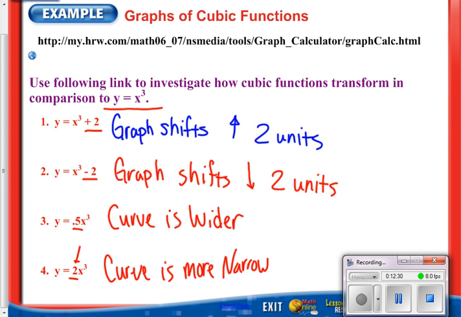This will conclude lesson 10-4, graphing cubic functions.